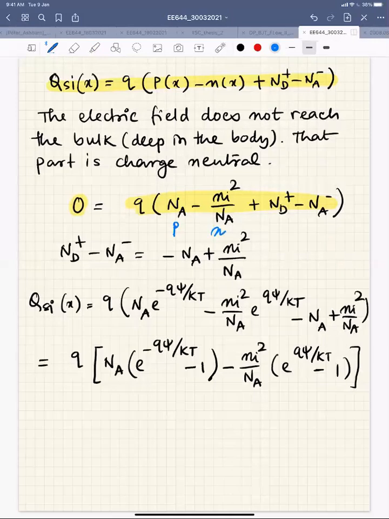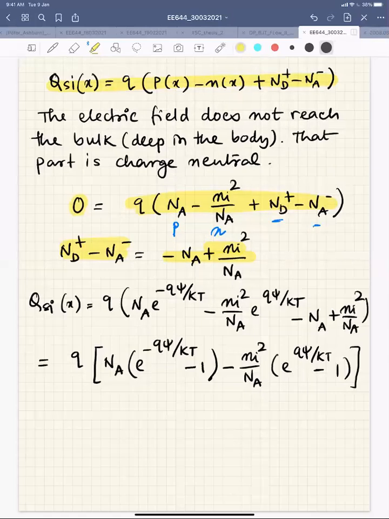Electron is Ni square by Na, and these are the ions, right? Acceptor ions and donor ions. So from this equation, I could write Nd plus minus Na minus is minus Na plus Ni square by Na, right? From this equation.